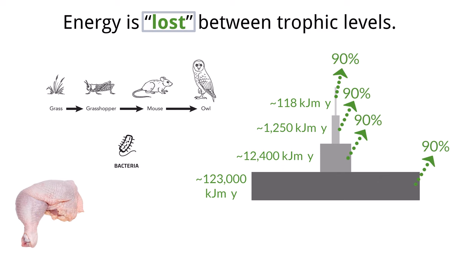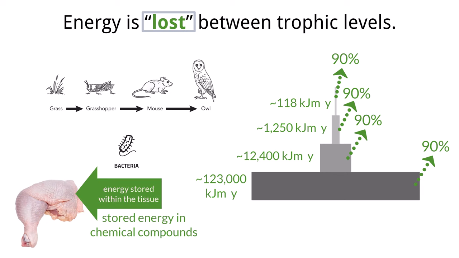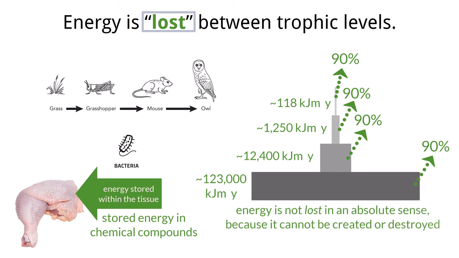Now, there are two things we need to highlight here when referencing energy loss in an energy pyramid. First, when we are talking about energy, we are talking about stored energy within chemical compounds that exist within the tissues of organisms. This is the energy stored within that chicken leg we discussed earlier, that you then obtain when you consume it. Second, when we say that energy is lost, it isn't lost in an absolute sense, because we know that energy cannot be created or destroyed. It can only be changed.